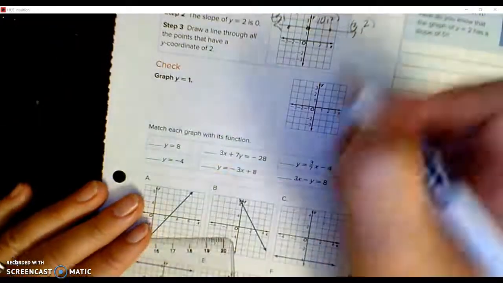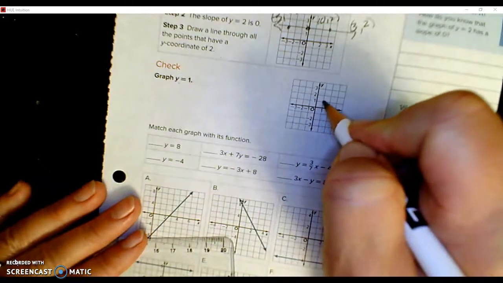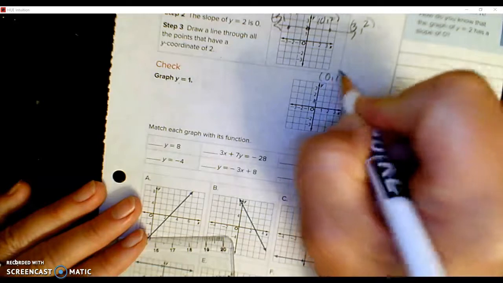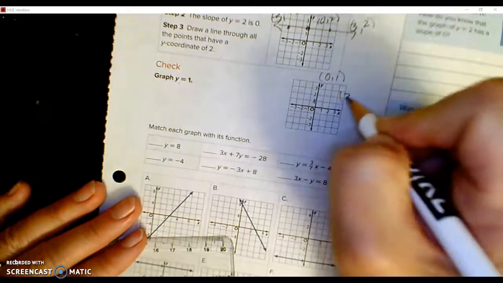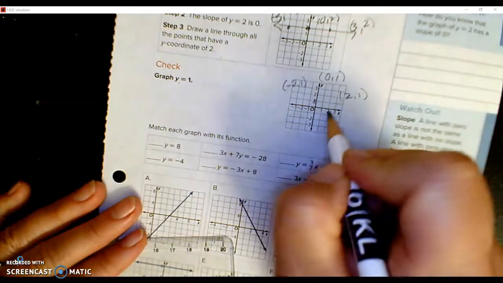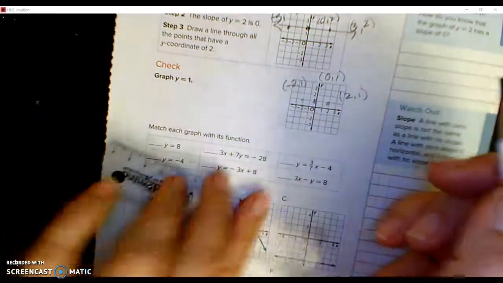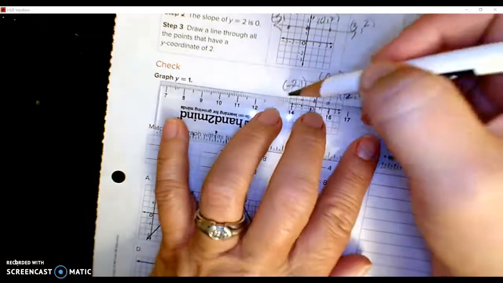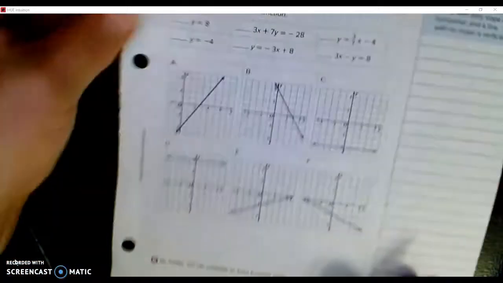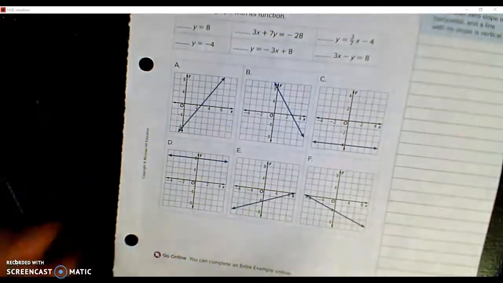What if y equals 1? So go to y equals 1. Not there. This is y equals 1. All right, so I have y equals 1, so it's 0, 1. Now let's go ahead and plot a couple. Let's do 2, 1, and let's do negative 2, 1. Again, 1 positive, 1 negative, 2, 1, negative 2, 1. Oh, there we go. I'll draw my line. Jingle bam. Okay. Go ahead and do the check, and we'll check the check in class.